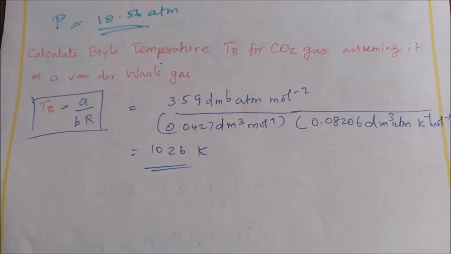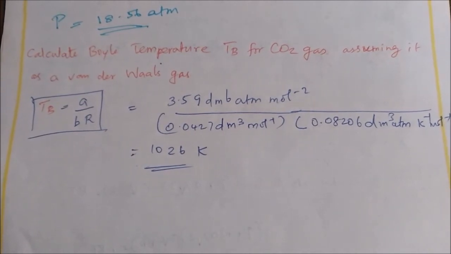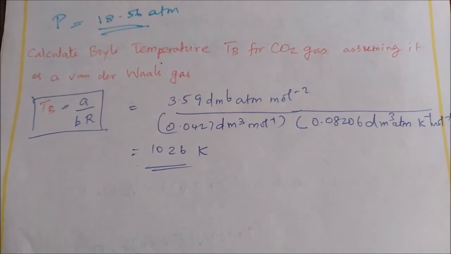Now let us discuss the next problem. Calculate Boyle temperature Tb for carbon dioxide gas, assuming it as a van der Waals gas. So why is this condition given here? We have to think like that. If it is a van der Waals gas, we should know the gas constants a and b for van der Waals gases. We have those values.